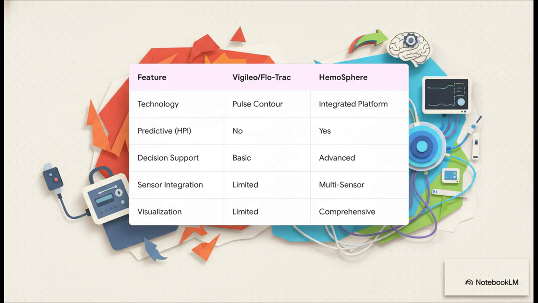And just look at sensor integration. Vigilance was locked into the FloTrac. HemoSphere throws the doors wide open to Swan-Ganz, Acumen IQ, ClearSight, and more, all displayed on one unified screen.